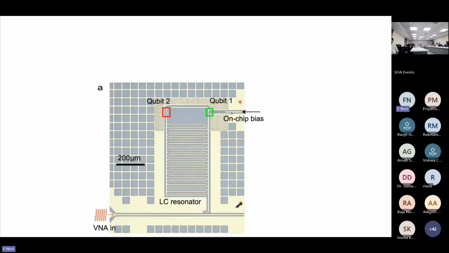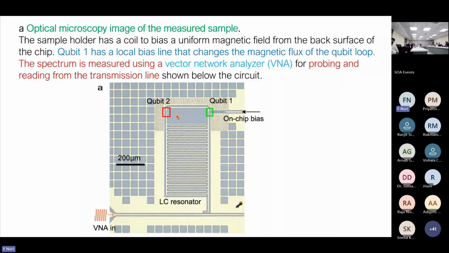There is a resonator here which is very long, and then the photon is coming in, and the resonator essentially allows this coupling between them. So this is the optical microscopic image of the measured sample, with a coil to bias a uniform magnetic field in the back. This one you can control. There's an on-chip bias, this one here, not the green one.